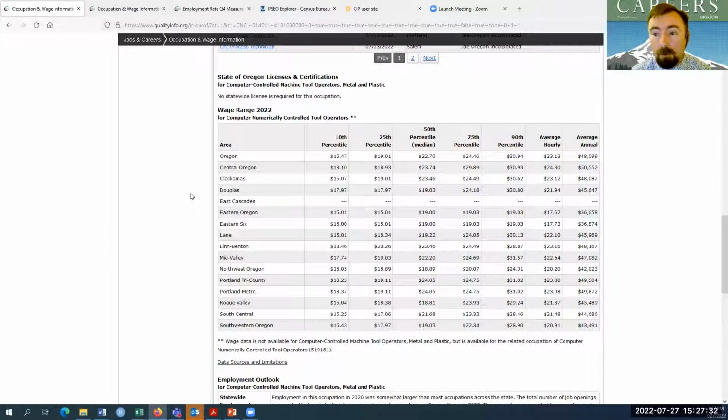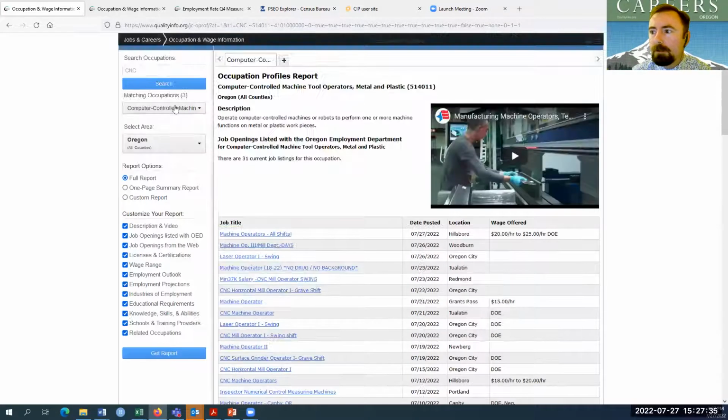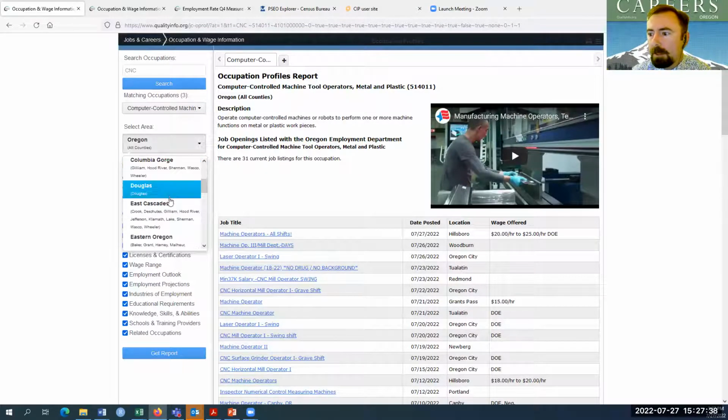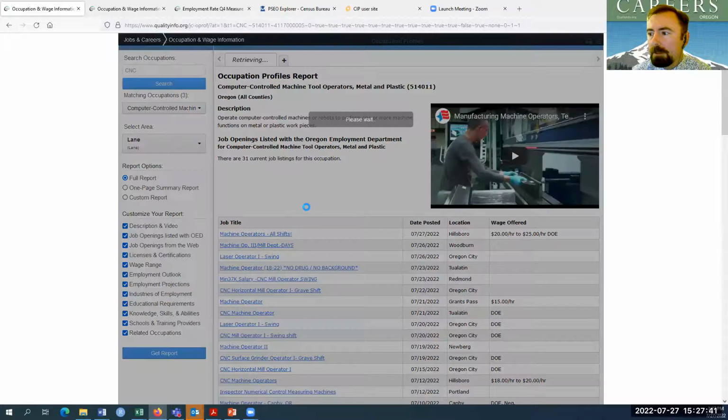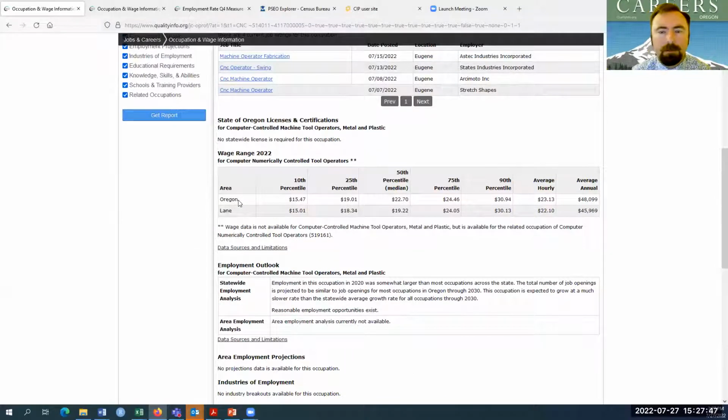If it's available locally, you can filter down for a particular area in the state. Let's say, for instance, Lane County. And we can try and pull that information up. Takes a second to load up. But you can see there we have the ability to compare, and this is similar to that occupation supplemental report, where you have an Oregon summary wage as well as a local area wage estimate. So we have ranges from 10th to 90th percentiles, and average hourly wage and average annual wage. The annual wage, just as a frame of reference, assumes that a worker is working full time.